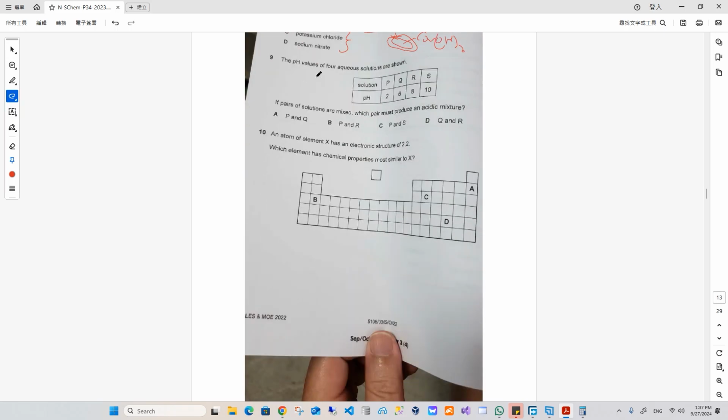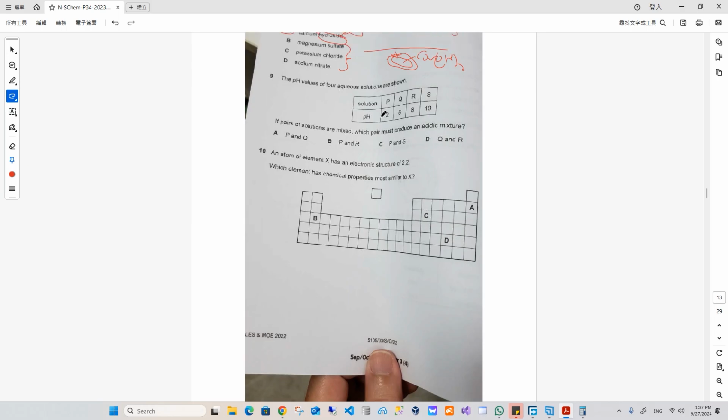Good. The pH values of four aqueous solutions are shown like that. If pairs of solutions are mixed, which pair must produce an acidic mixture?